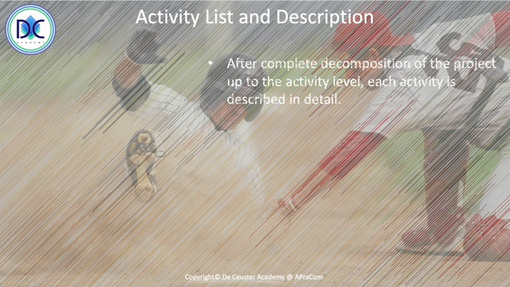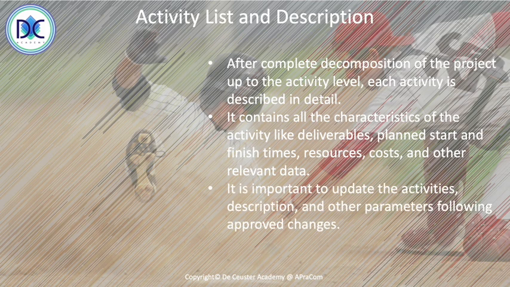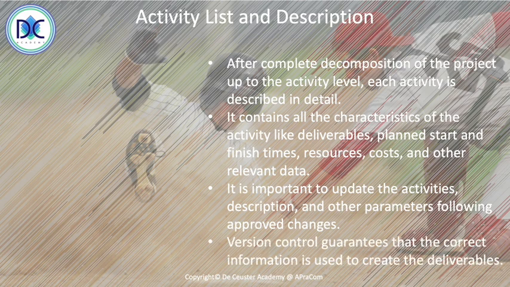Another element that we have is the activity list and the description of the activity. After completing the decomposition up to task level or activity level, we now know each activity we must complete to complete the project. Each activity has a description of what must be completed. There are the deliverables, the planned start and finish times, the resources, the costs, and other relevant data. It's important to update the activities description and other parameters following approved changes.